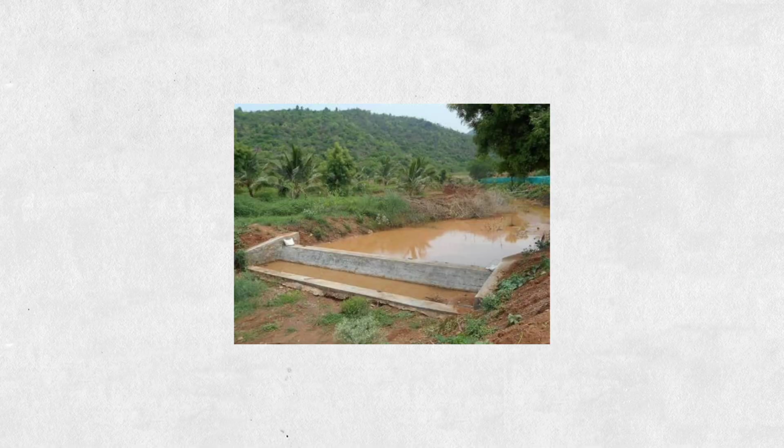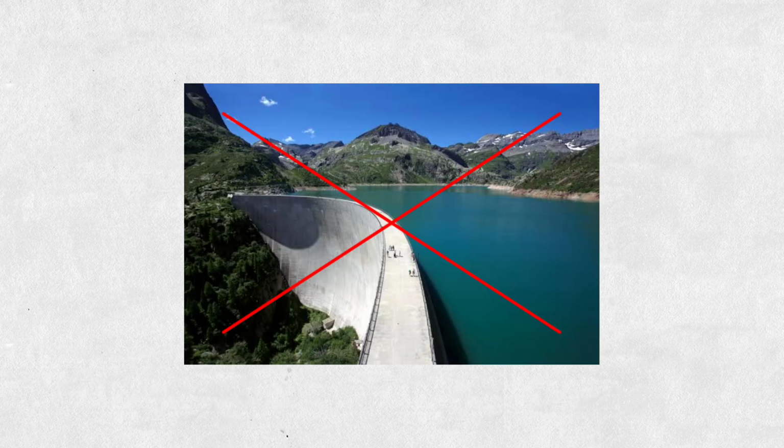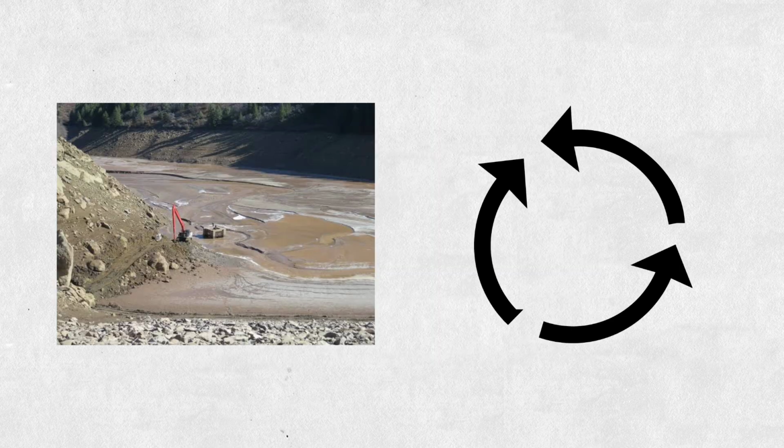Check Dam. A small, low barrier built across a stream or drainage channel to slow the flow of water and reduce soil erosion. They are not designed to store large quantities of water, but rather to capture sediment and allow groundwater to slowly recharge.